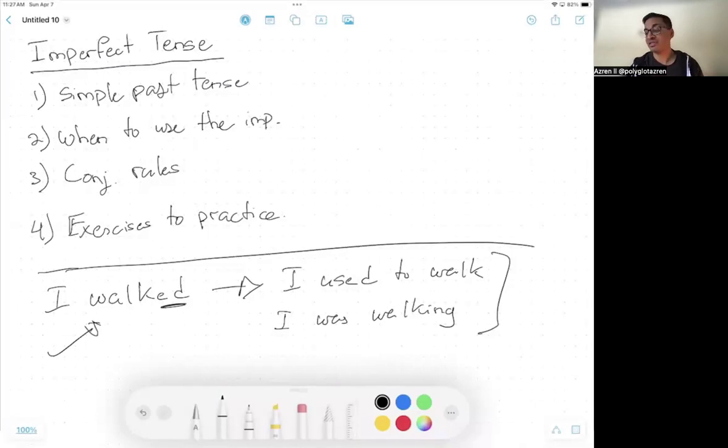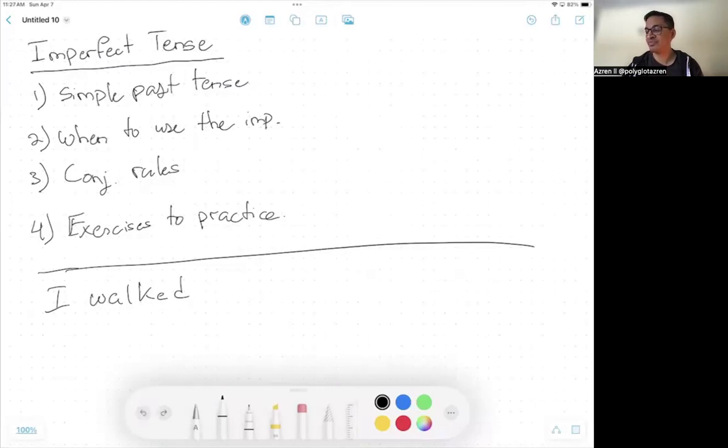But it's not the only one. And so today we're going to learn about the other past tense. Again, there are two major past tenses in Gujarati. One is the simple past, which we've talked a little bit about, and I have a whole video on it. I'm going to put a check mark here. The second one is the imperfect.